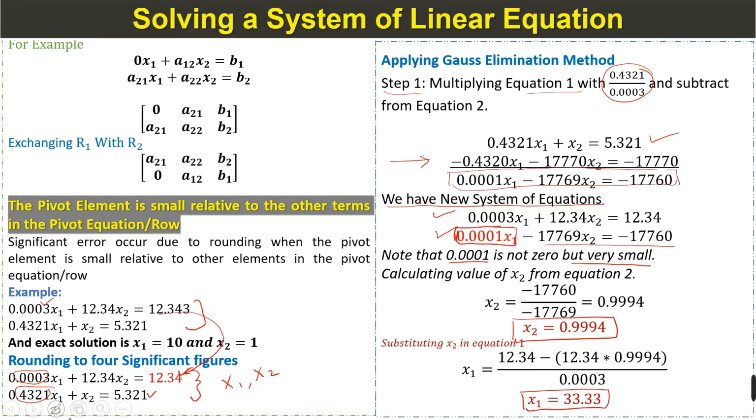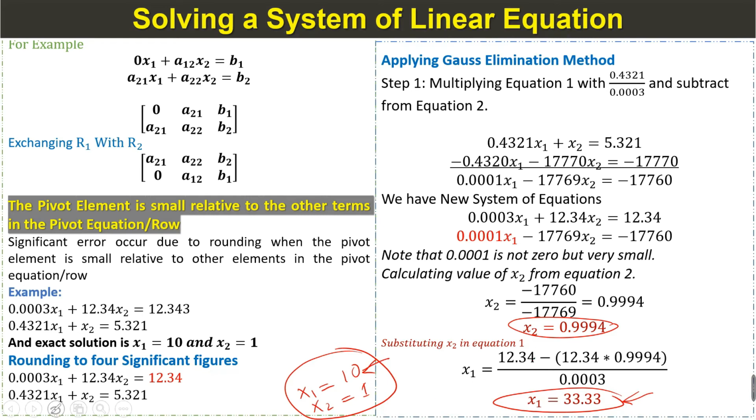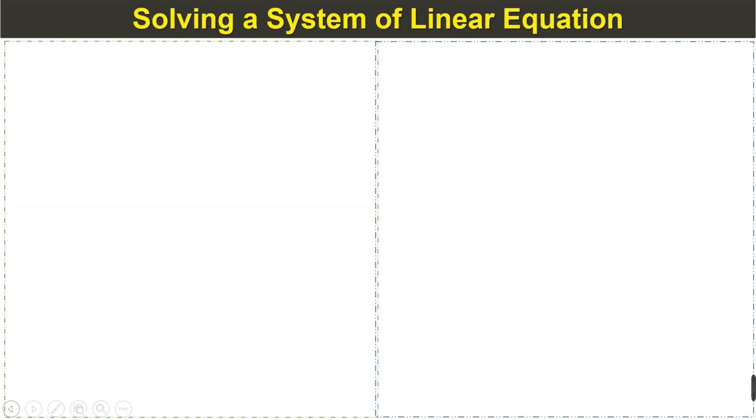We can see that here we have already given the solution of the system, that is x1 is equal to 10 and x2 is equal to 1. So this is the wrong solution when we apply the Gauss elimination method, and here we can see that x1 is 33.33 and x2 is approximately the same. This is the problem we are facing due to the significant error, because the pivot element is relatively small compared to the other terms in the pivot equation. So we can also remedy this.